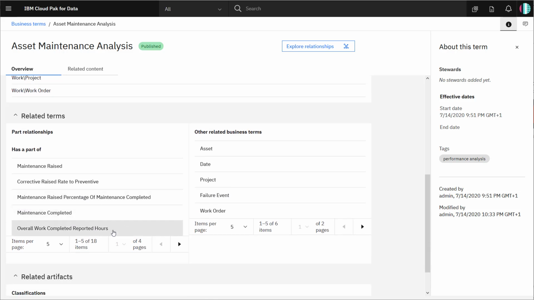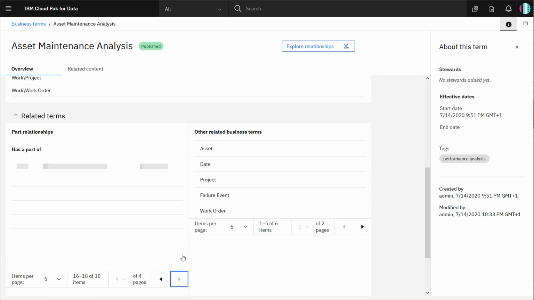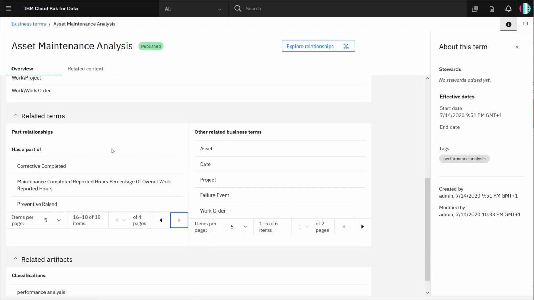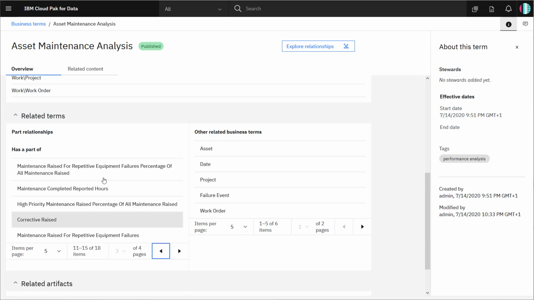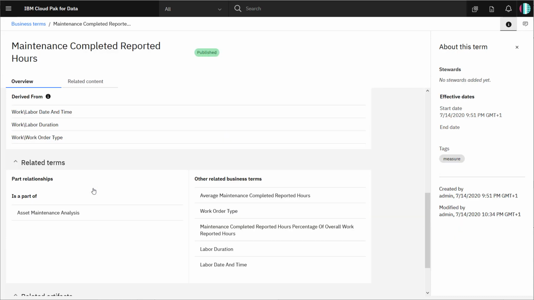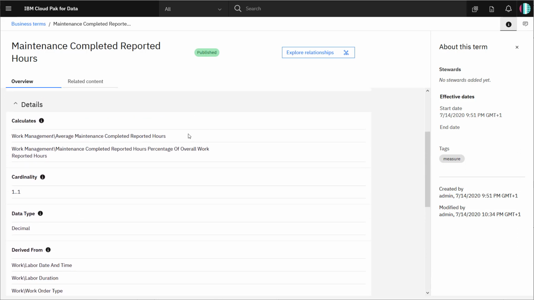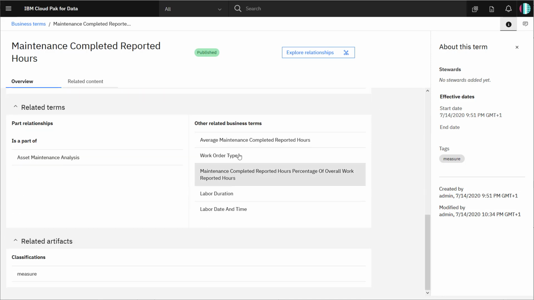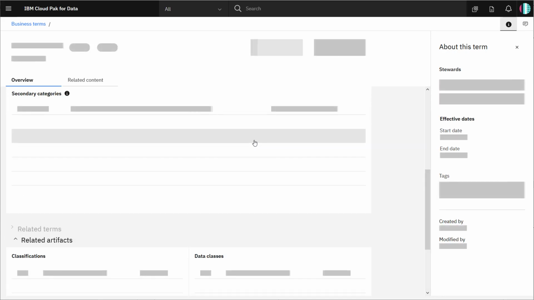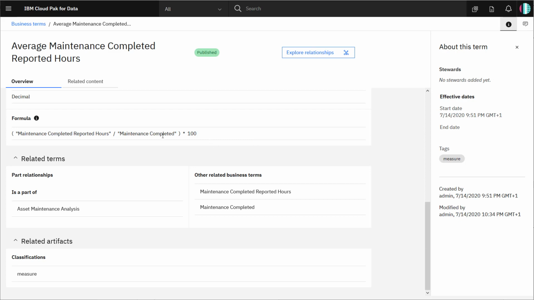We can see how the performance analysis term is used to group measure terms around an information requirement. In this case, there are 18 measures related to the analysis term using has a part of relationships. Measures such as maintenance completed reported hours are derived from the business core vocabulary terms, in this case labour duration, date and the type of the work order. Measures can also be calculated from other measures. This measure is contributing to the measure average maintenance completed reported hours, indicated by the calculates relationship, with this measure in turn defining a formula to present the outline of the calculation.